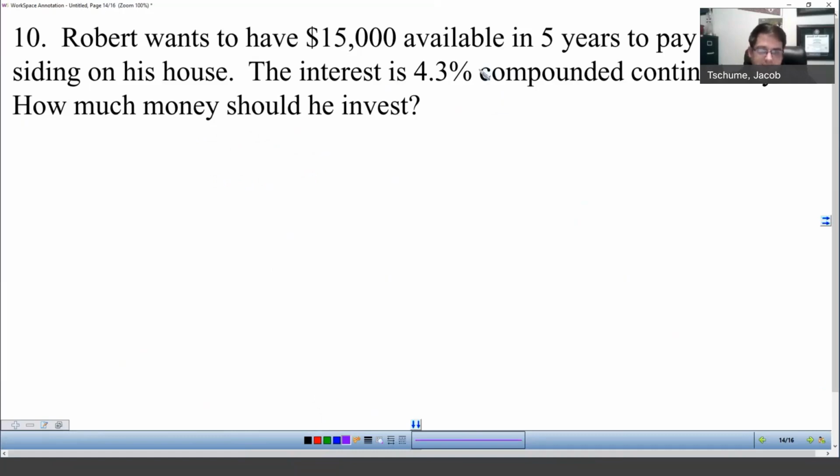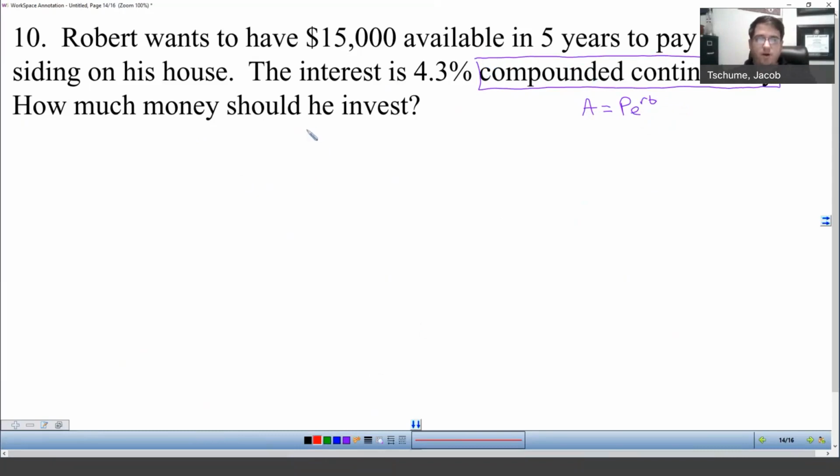So the key thing I noticed as I read that problem to you is that we are compounding continuously. The reason that is so important is because that tells me which of the 2 compound interest formulas I have to use. So I'm going to have to use the one as A equals P times e raised to the rt.